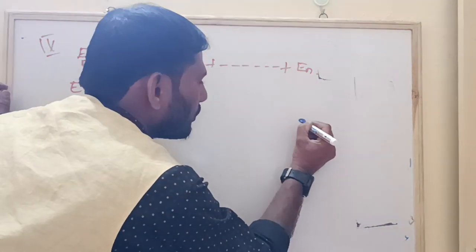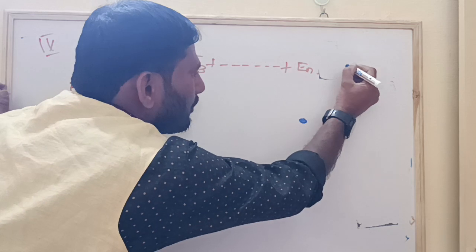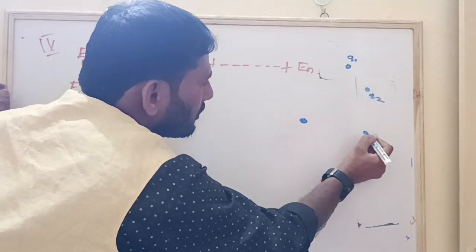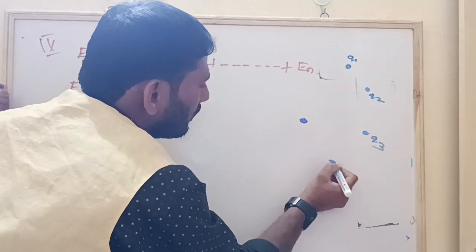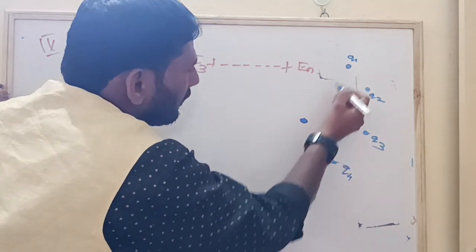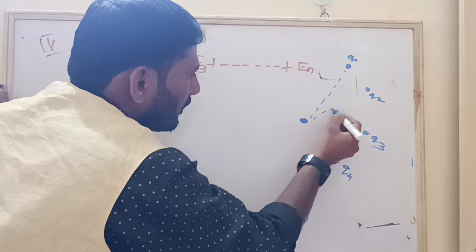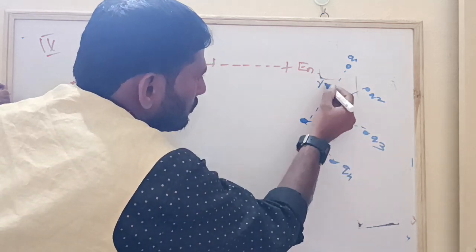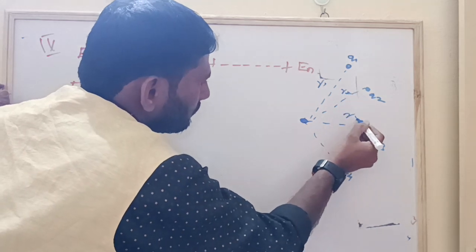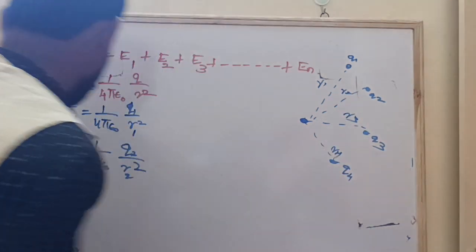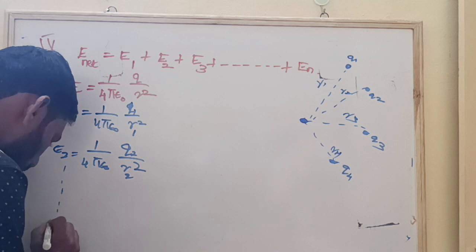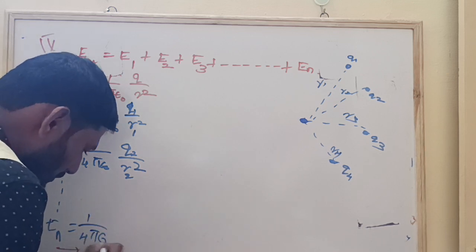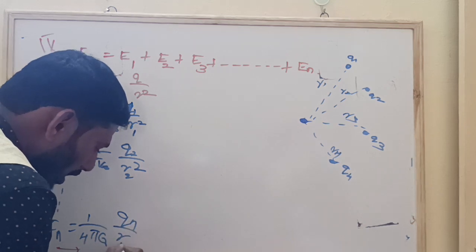You can consider one point charge here, Q1, another point charge here, Q2. The diagram is also required. Then Q3, Q4, etc. It will come like this. From here to here, what is the distance? So R1, R2, R3 and R4. Similarly, En is equal to 1 divided by 4 pi epsilon naught Qn divided by Rn whole square.